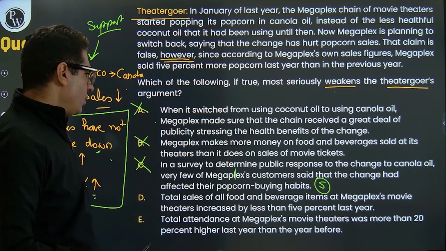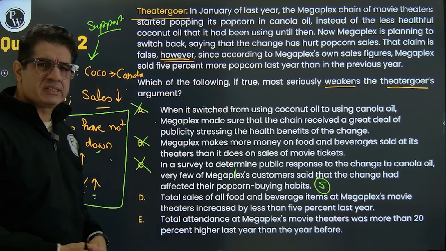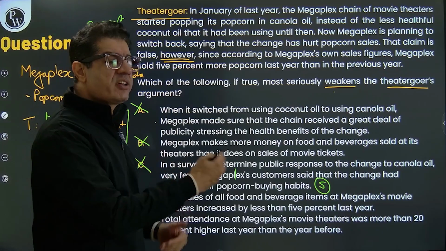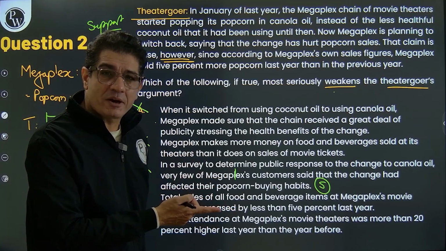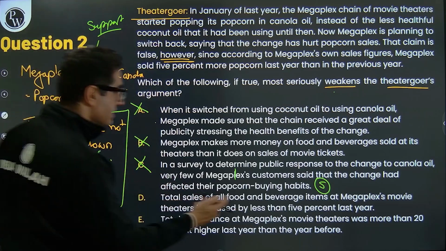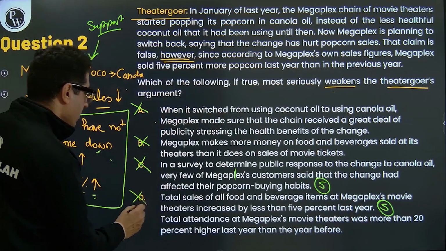So what does it tell us? It goes on to tell us that the popcorn sales have outstripped the other categories. So the probability is that their sales have not gone down, which means that we are once again supporting the theatre goer's argument. So let's rule it out.